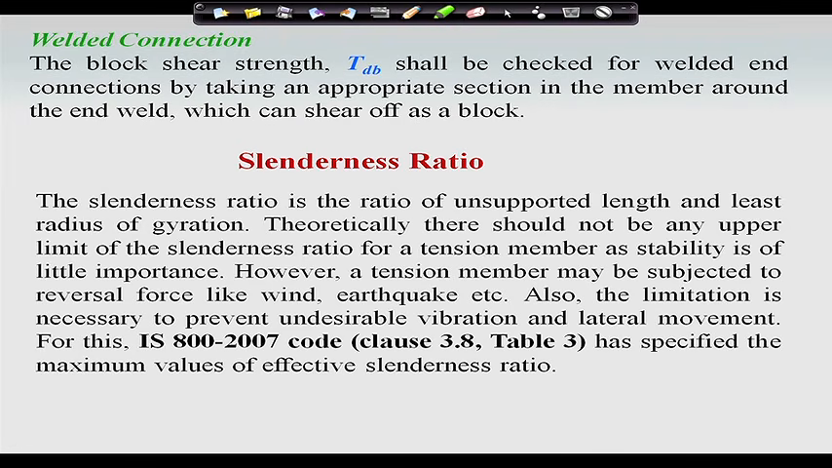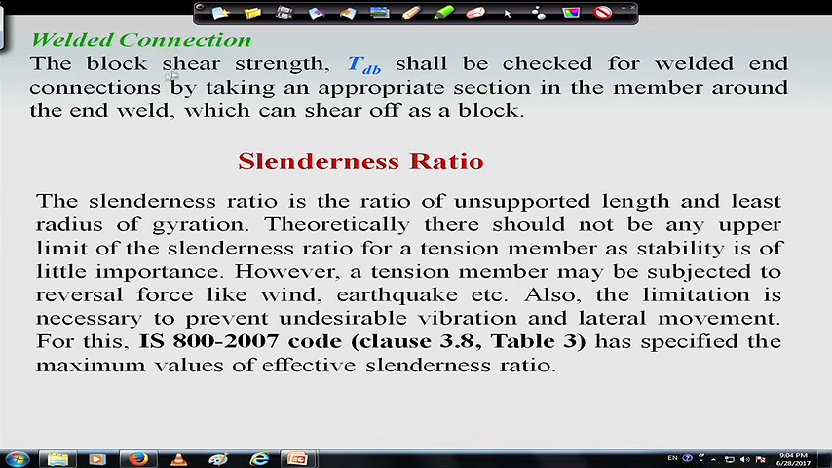Then in case of a weld connection, the codal provision says that the block shear strength TDB shall be checked for welded end connections by taking an appropriate section in the member around the end weld, which can shear off as a block. So, that we have to take care.